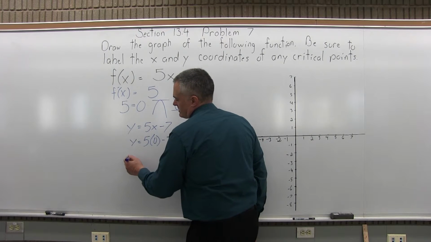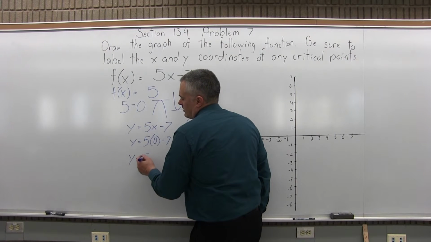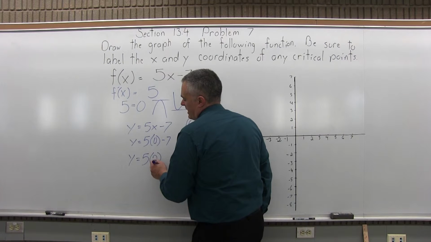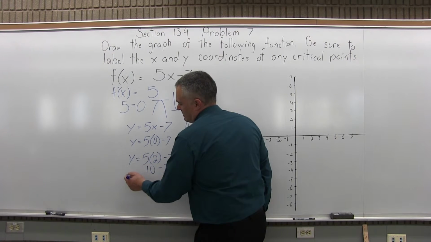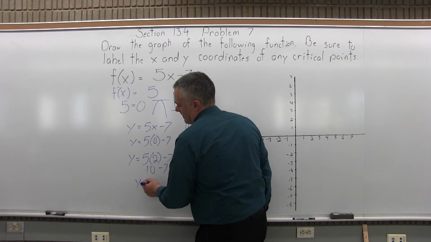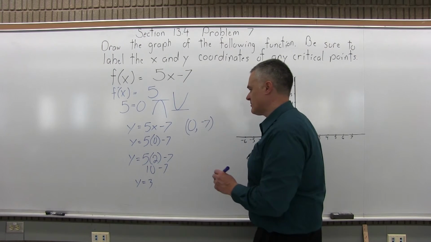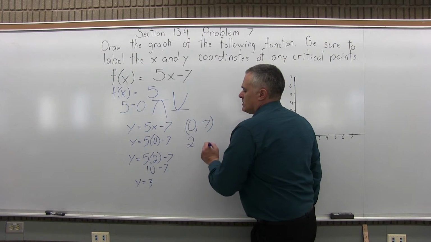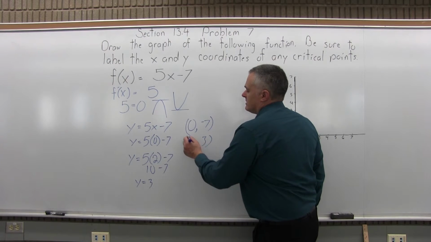Let's put in a 2 for x. So y equals 5 times x becomes 5 times 2 minus 7. So that'll be 10 minus 7. So y would be 3. Positive 3. 10 minus 7 is positive 3. So 2 comma 3 is the second point.